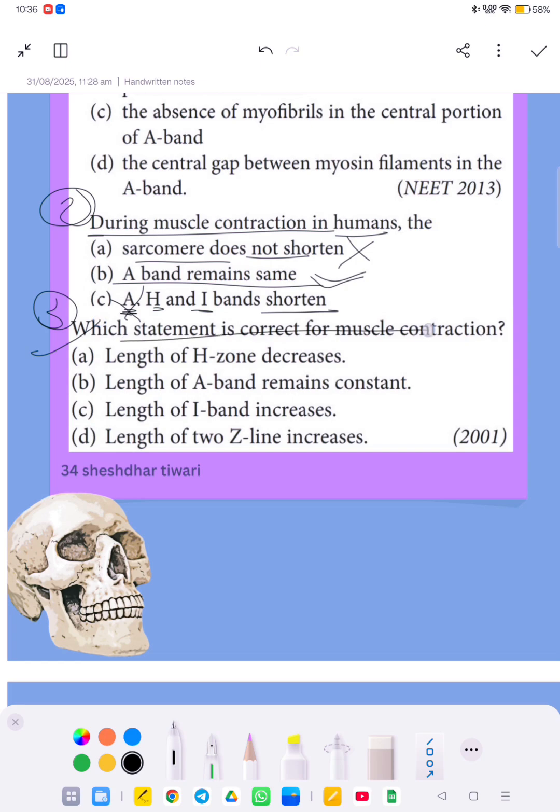Which statement is correct about muscle contraction? The length of the A band remains constant. Yes, it is the correct option.